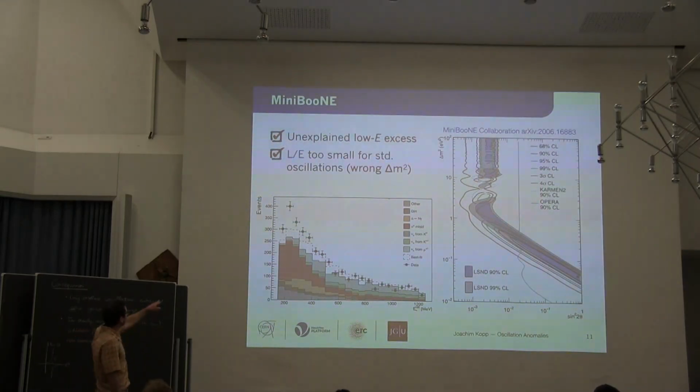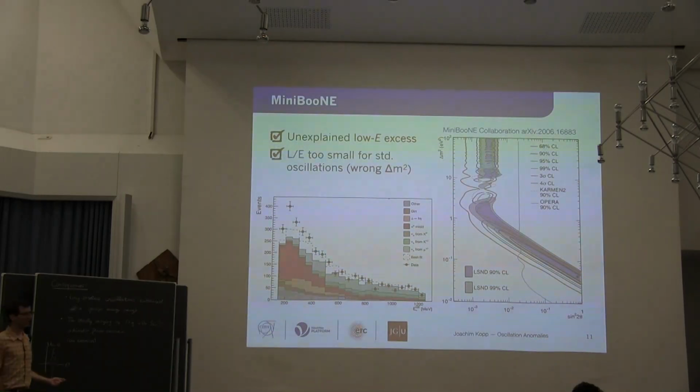And the channel they've been looking at is muon neutrino to electron neutrino conversion. So you may say, okay, well, this is a process we also have in the standard model. But the thing is, this experiment was relatively close to the neutrino source. And we know the standard oscillation parameters well enough to say that over such short distances, oscillations in the standard model would not have had time to develop.